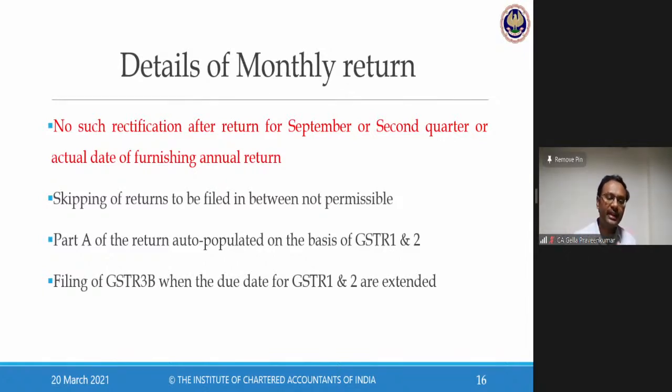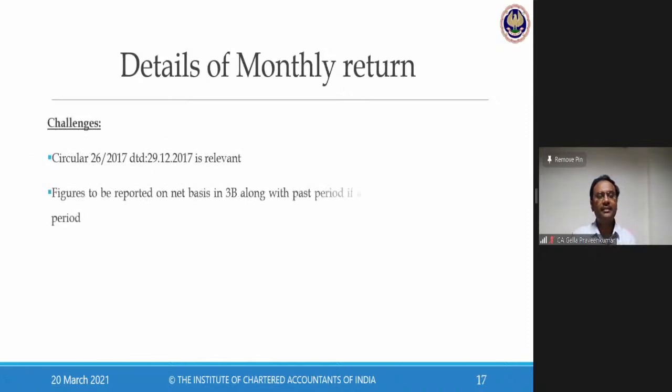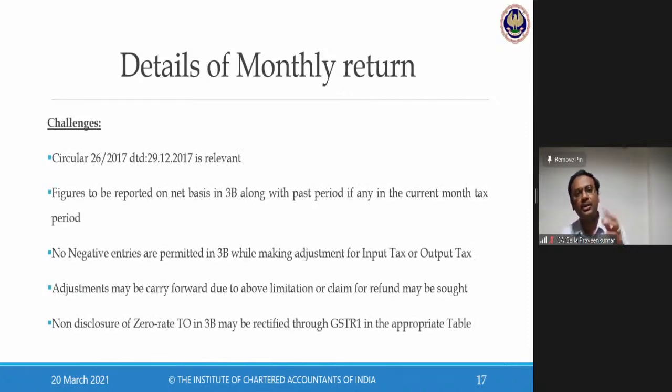This auto population of data is something which was brought in, as I said, from January 2021. Now, if someone of you is thinking about the QRMP scheme, all the students who are in your examination preparation holidays, there's one new scheme called quarterly return monthly payment. This is a scheme which has come from January 2021.